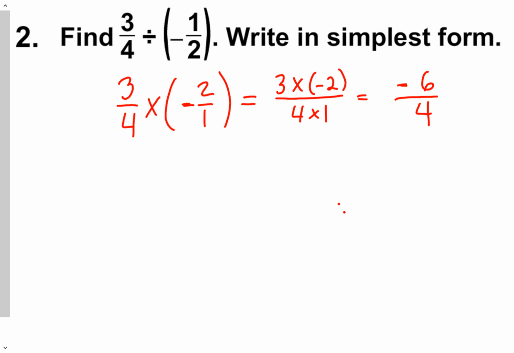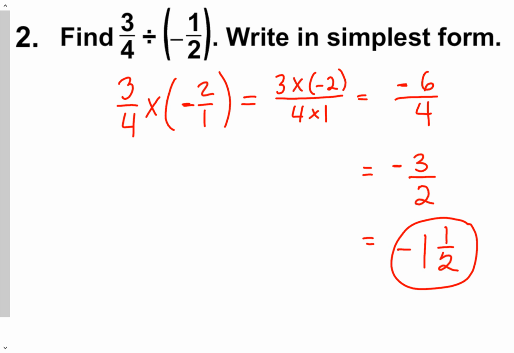So our job's not done because we haven't simplified yet. So 6 and 4 are both divisible by 2. So I'm going to simplify that to -3 over 2. And again, we're still not done because this is an improper fraction. So 3 is divisible by 2, 1 time with 1 left over out of the 2. So the answer is -1.5.